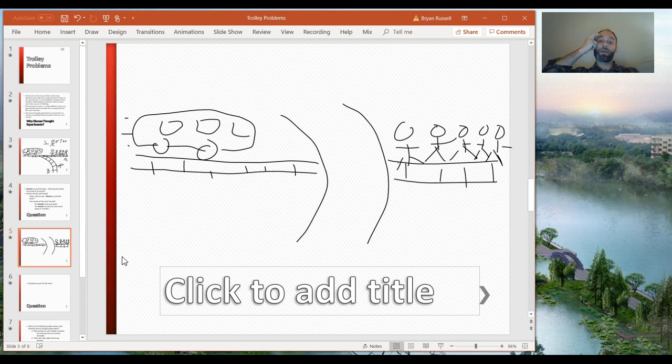The differences start here. Instead of being a bystander at the switch, in fact, we'll call the first scenario the bystander scenario, you are not a bystander at a switch in this scenario. In this scenario, you are standing on top of a bridge, and you see the trolley speeding down the track. You see that it's going to kill these 5 people if it continues down the track.